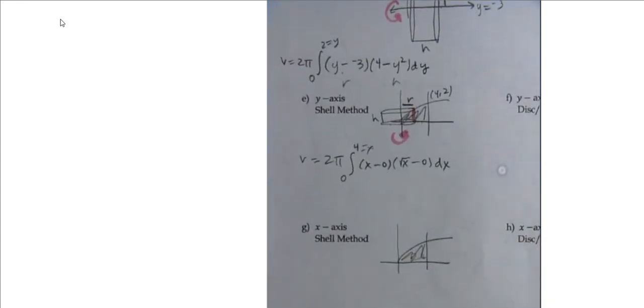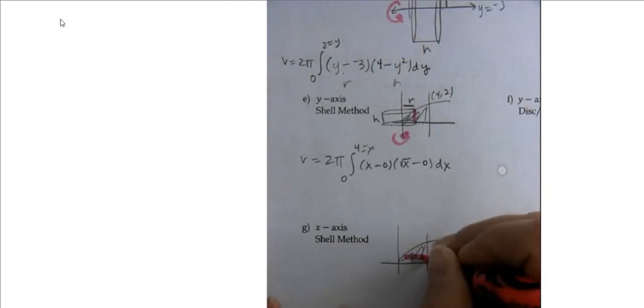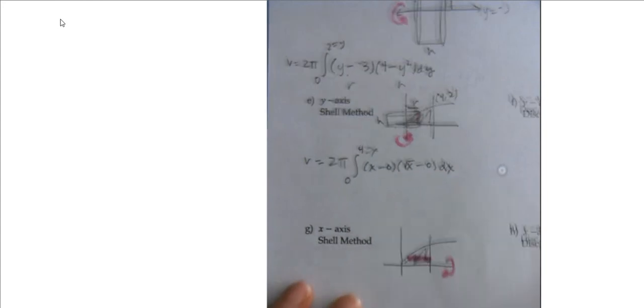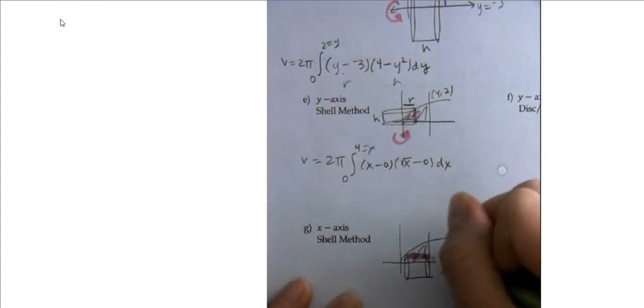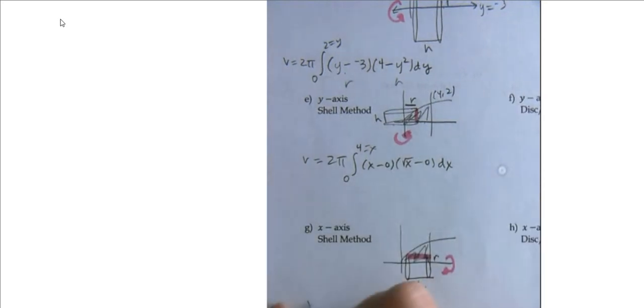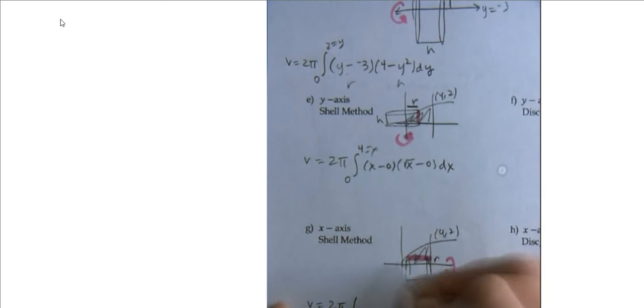Okay, last one of shell. X-axis is right here. This is the x-axis. Shell is parallel. Swing that around. This is your r, this is your h. V equals 2 pi. This point is (4, 2). These get stacked up. They hit the y-axis. They go from 0 to 2.